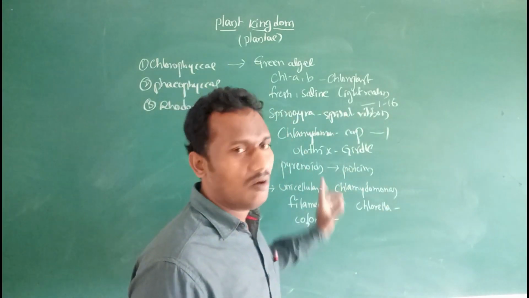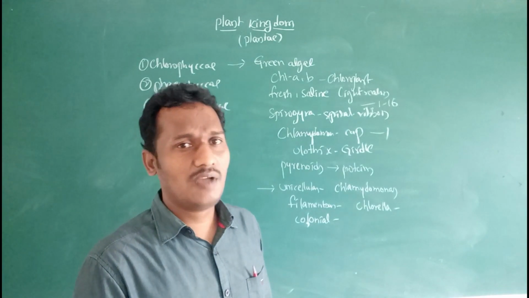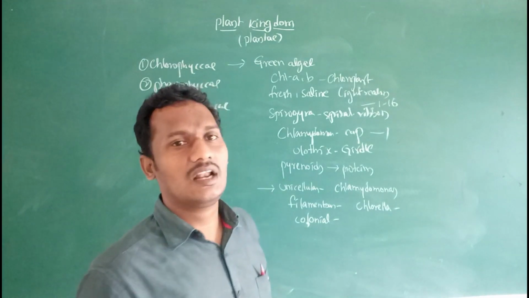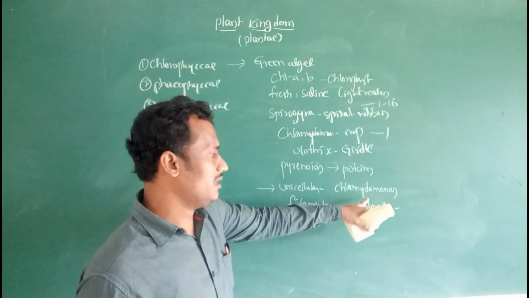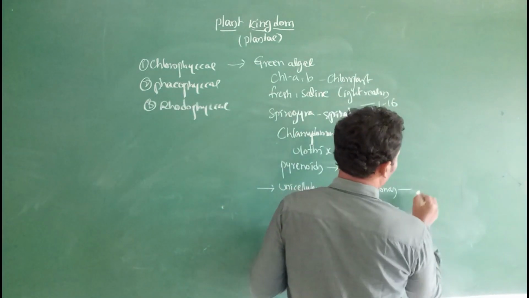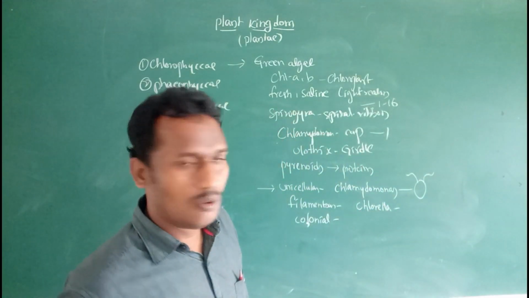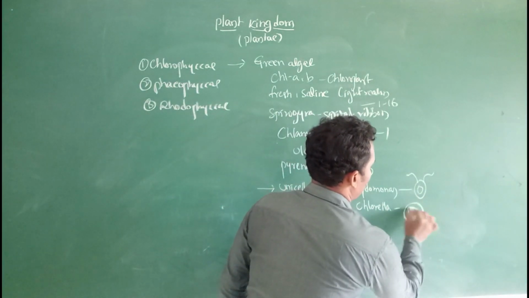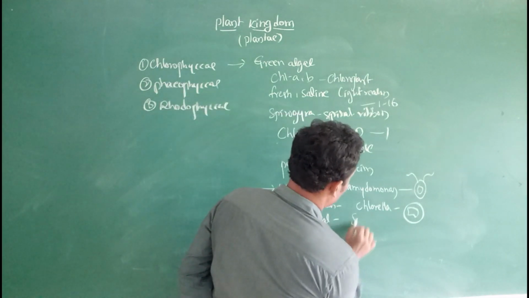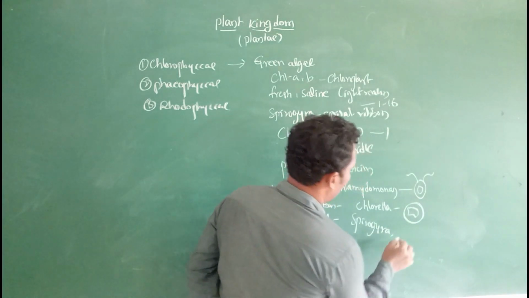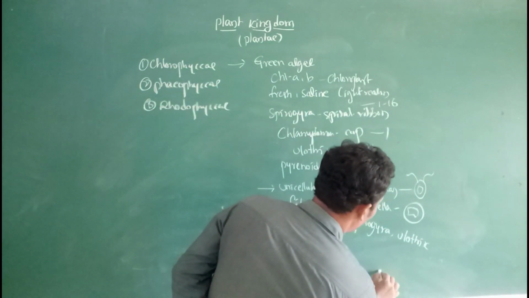Generally locomotion is absent in algal members, but in some algal members locomotion is seen due to the presence of flagella. If flagella are present, these are motile, that means they have the capability of locomotion. Chlamydomonas is unicellular motile, flagella are present. Chlorella is unicellular non-motile. Then filamentous forms: Spirogyra and Ulothrix.